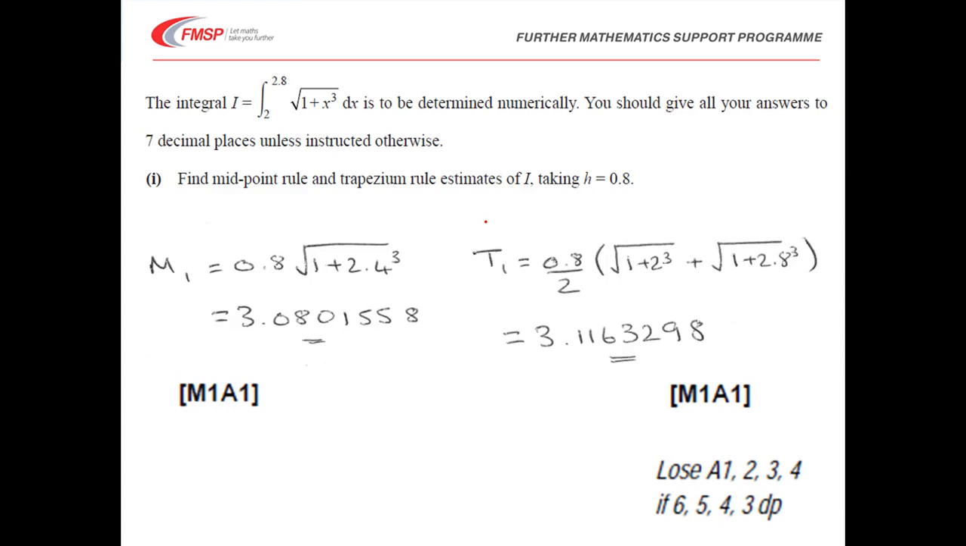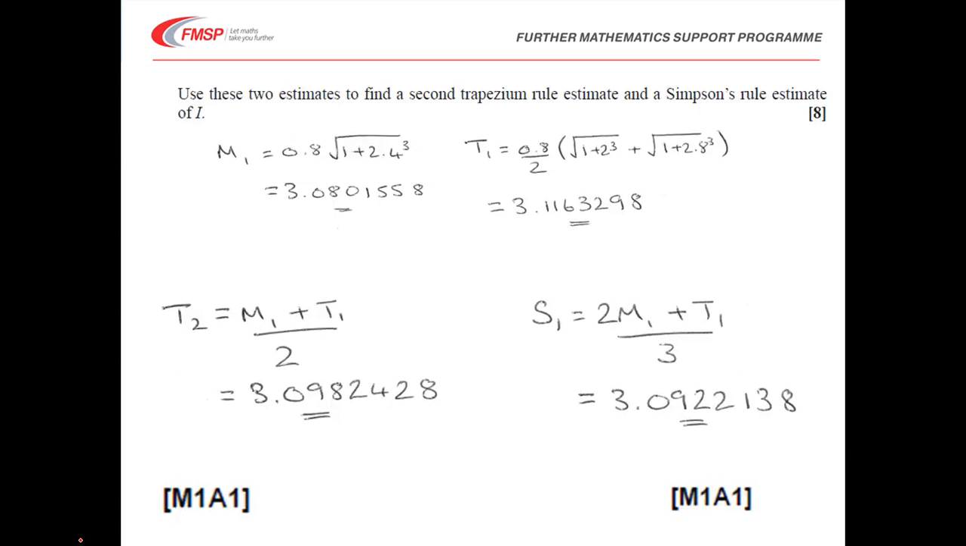Okay, so let's look at the marks for that. We get 1 mark for our midpoint method and an answer mark, as we do for our trapezium rule. Now I've put up the comment that you lose up to 4 answer marks if you've done it to 6, 5, 4 or 3 decimal places. So for each one you do that, you'd be losing an answer mark. Make sure you read the question. It says 7, so we have to do 7. And that doesn't just apply to these two here, it applies to the second trapezium rule and the Simpson's rule as well. 1 method for each of those and 1 answer for each of those.